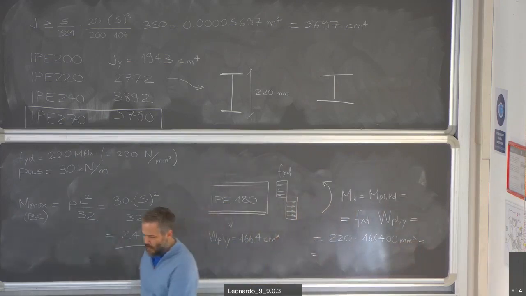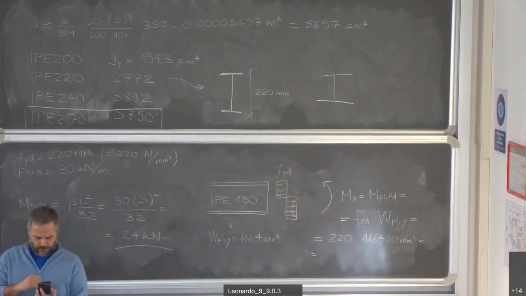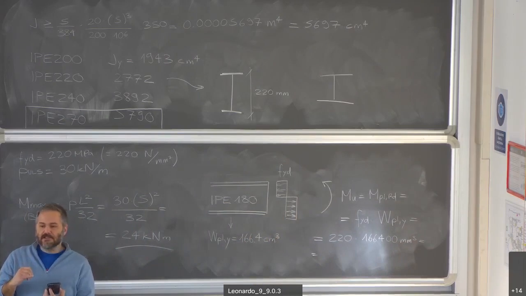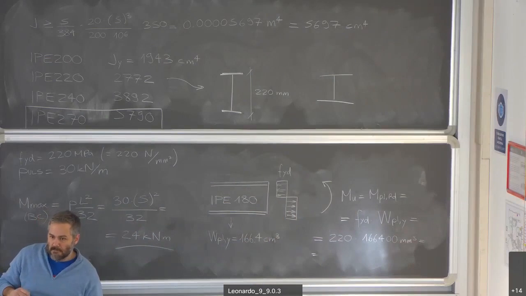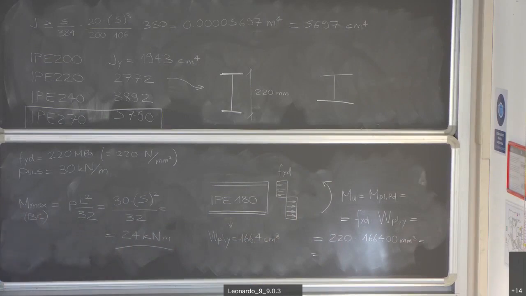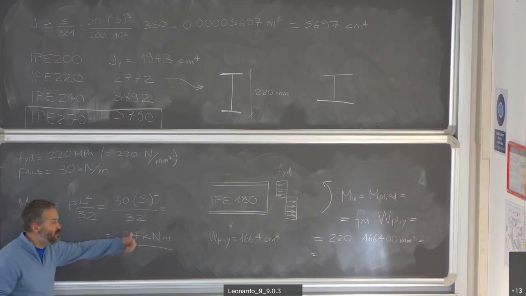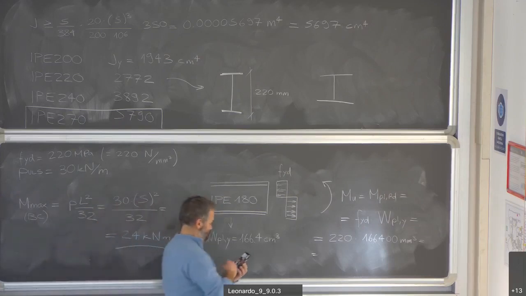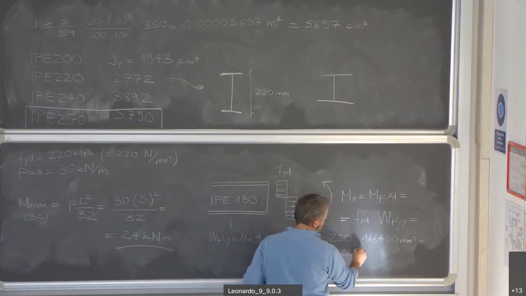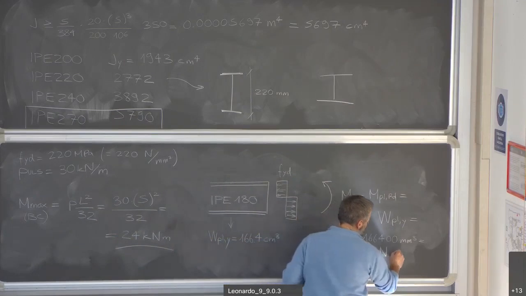What's the number? 36,608,000. Okay? Since it's a moment, what will the units of measure be? It will be newtons times millimeters. But I want it in kilonewton times meters, so I have to do another conversion. So this is 36,608,000 newton millimeters.